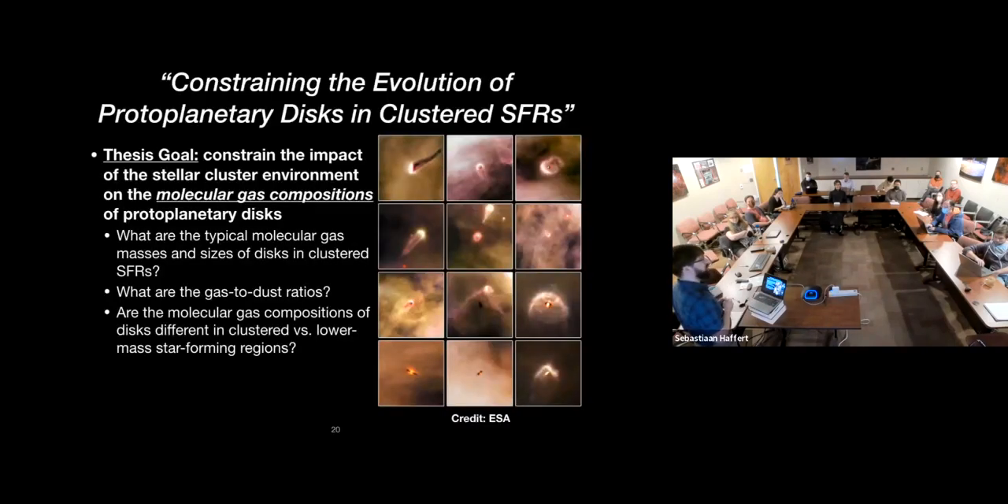And that's where my research comes in. I'm very interested in characterizing the molecular gas content of protoplanetary disks in nearby clustered star-forming regions. And for my thesis, what I set out to do was constrain the molecular gas masses and gas-to-dust ratios of a large sample of protoplanetary disks in a nearby cluster. And I wanted to compare these quantities with the values derived for disks in other star-forming regions to identify differences linked to the stellar cluster environment.